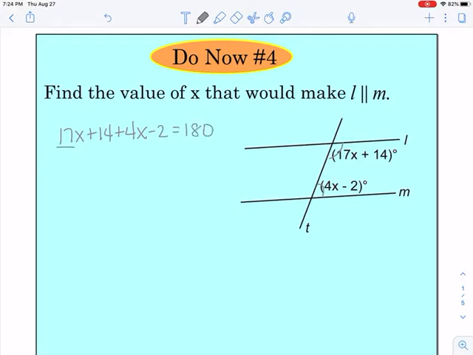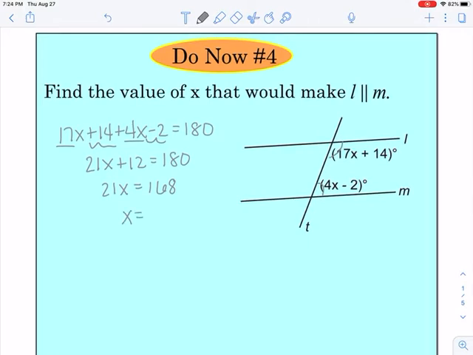So again, I'm going to add them together and set them equal to 180. Okay, combining like terms on the left-hand side, I'll have 21x plus 12 equals 180. I'm going to subtract 12 from both sides, get an answer of 168, and then divide both sides by 21, and x is going to equal 8. Again, it only asked me to find x. It didn't ask me to find the measure of either angle, so I am done.